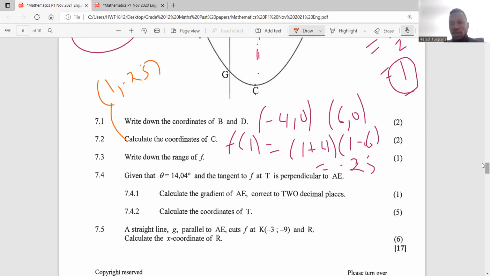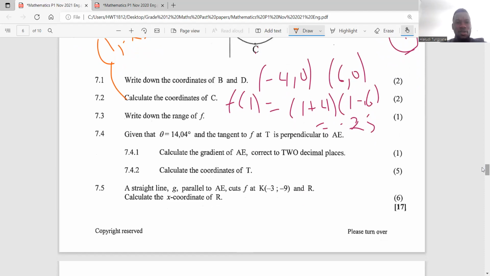Another way, let's just go a little bit down. I'm trying to create a room. So the range is going to be, equals to y is an element of all real numbers. Okay, but y should be greater than or equal to minus 25, right?